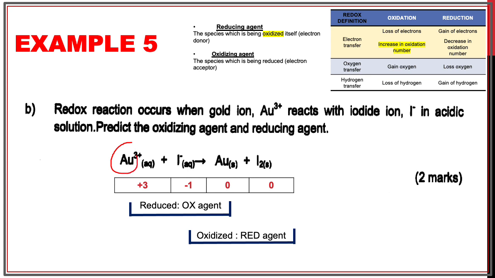Because this is a reduction process, this is the oxidizing agent, because it is the species being reduced. Oxidation is the reducing agent; oxidizing agent is the reduction process. So this Au3+ is an oxidizing agent. And then I- to I2. The oxidation number of I- is negative 1 and I2 is equal to 0. So it is increasing in oxidation number, which is an oxidation process. So this I- is oxidized, and it is a reducing agent.